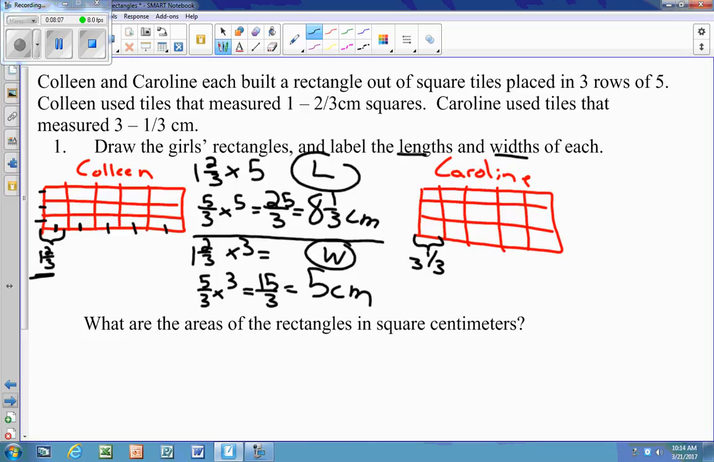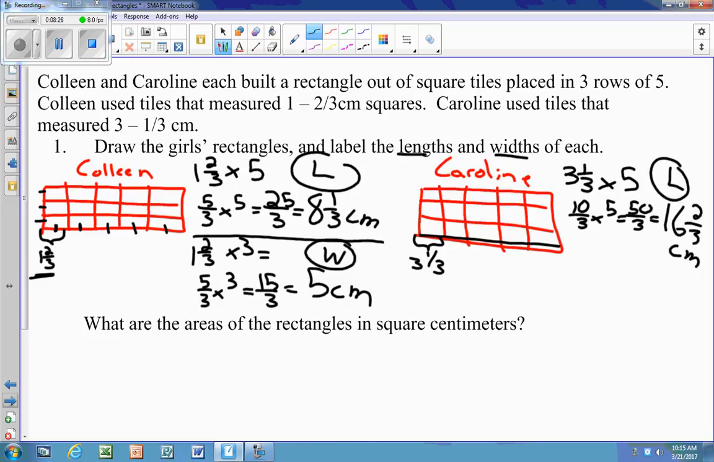Then we come over to here and we work on Caroline's, doing it the same way. She's 3 1/3, and there's 5 across here. And we turn it into an improper fraction and multiply. And we get 50 thirds, which gets me 16 2/3 centimeters.